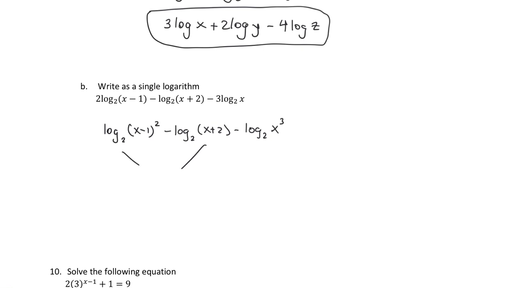Now I'm going to condense these two into a single logarithm. Since there's a minus sign between those two logarithms, it's going to form a quotient. So x minus 1 squared in the numerator and x plus 2 in the denominator.